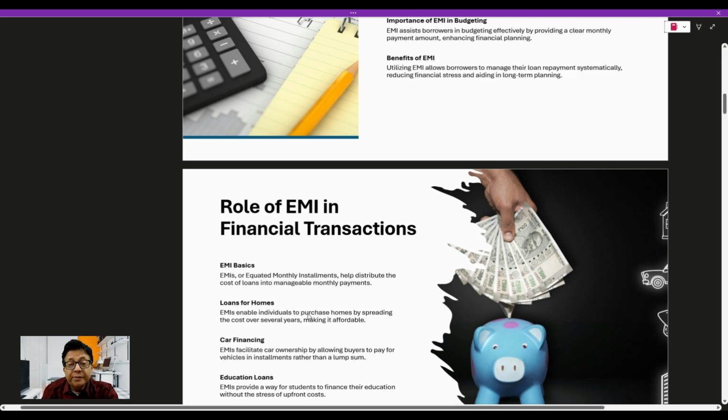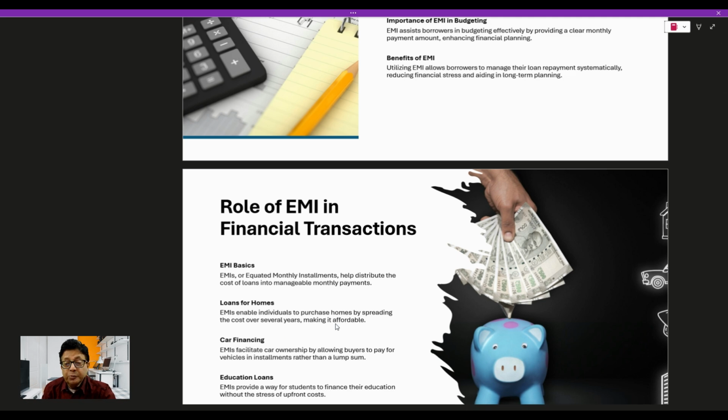EMI enables individuals to purchase homes by spreading the cost over several years, making it affordable. I am not able to pay the 20 lakhs I've taken for my housing loan in 10 months or 15 months. It can take 10 years. Then per month I have to pay the financial authority. If they fix it up for me, then it will be better for my financial planning. And they will make it affordable for you. If you are not eligible, it will not be allowed.